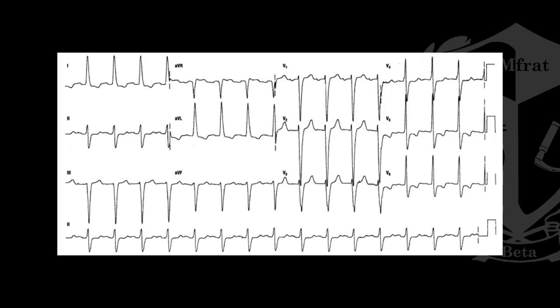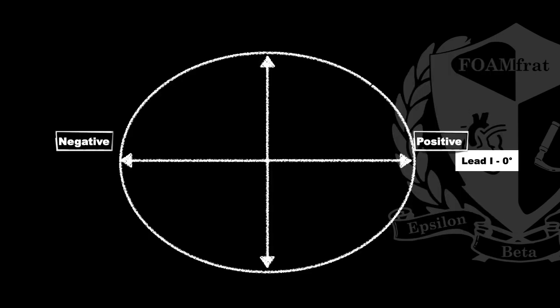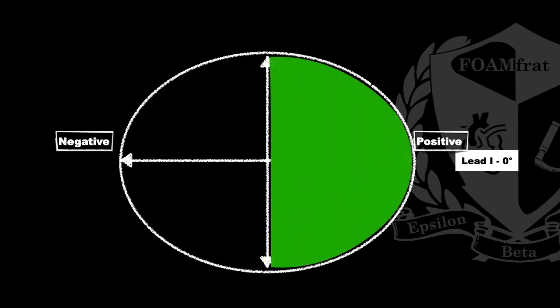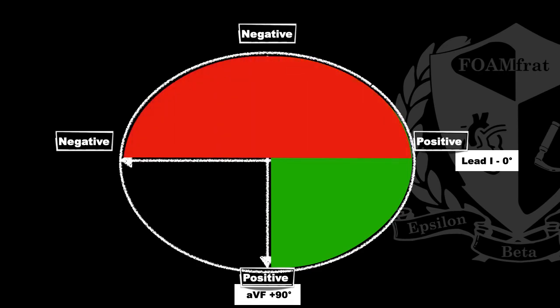Next 12 lead, we have up in 1 and down in AVF. So if we bring back our circle, we had a positive deflecting QRS in lead 1, so we shade the positive side. In AVF, we had a negative deflection, so we shade the negative end, and then where they overlap is in the space of the leftward axis.